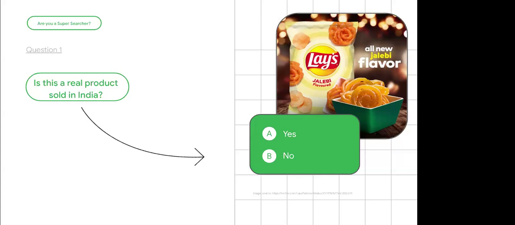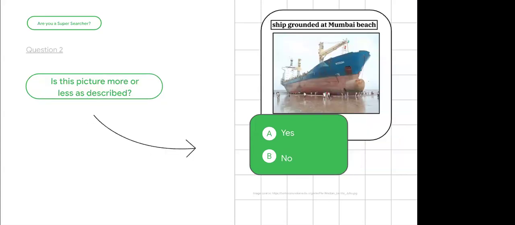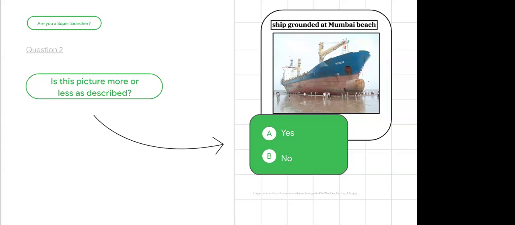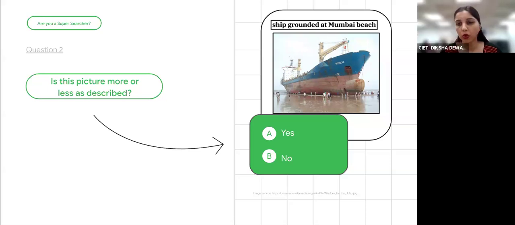Now comes the next one. This was question number one. Let me go to question number two. Now there is again one picture, and on the picture it is written ship grounded at Mumbai Beach. Is this picture more or less as described? Yes or no? Picture is there in front of you. Prompt is there in front of you. Ship grounded at Mumbai Beach. Is this picture more or less as described? Most of them are saying yes. One or two have said no. Others all are saying yes.